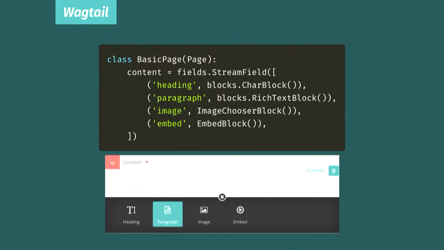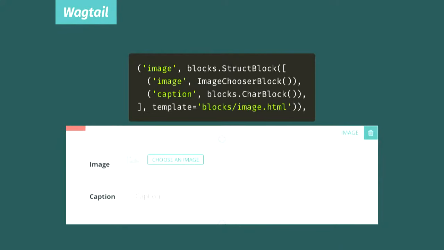You can see here we've used a char block, rich text block, image chooser block, and embed block, which is for embedding things like YouTube videos. But there's also URL block, date time block, boolean block, equivalents to all the other Django model fields. Stream field gets even more powerful, though, when you start using structural blocks. Here we've replaced our simple image chooser block with a struct block, which means that anytime one of our content editors goes to add an image, they'll get both an image chooser field and a field to enter a caption.